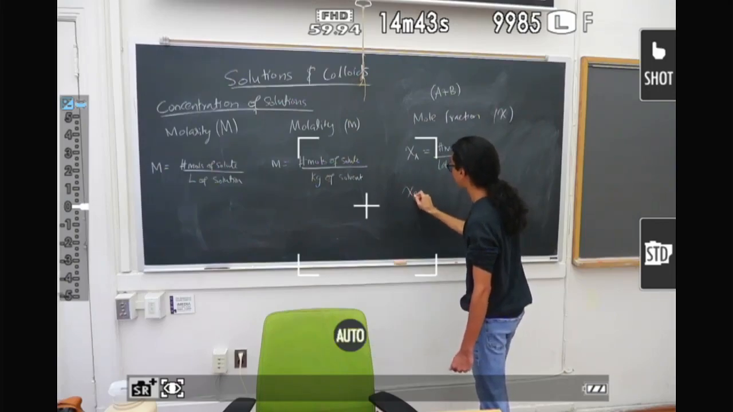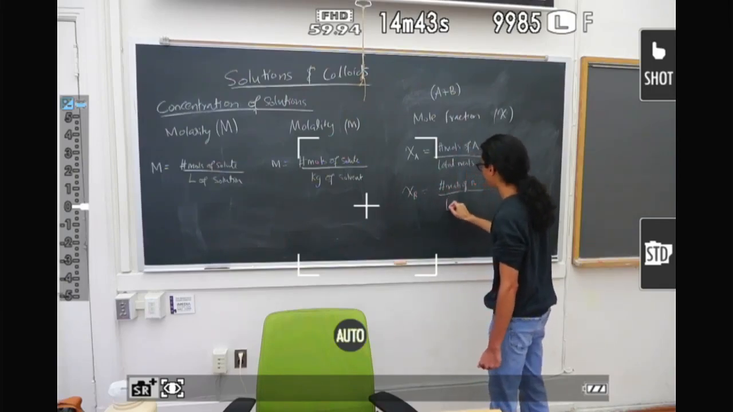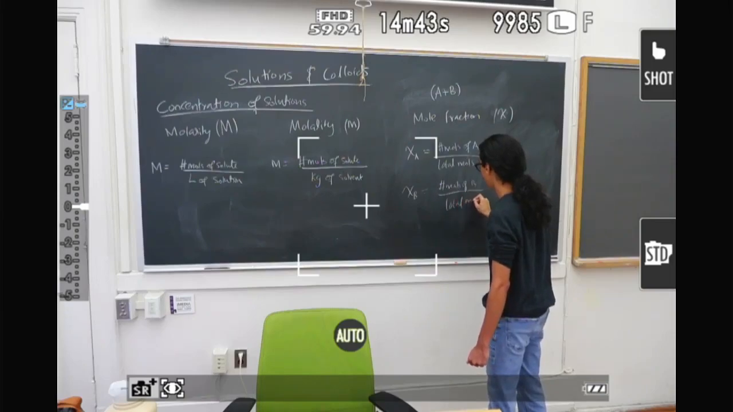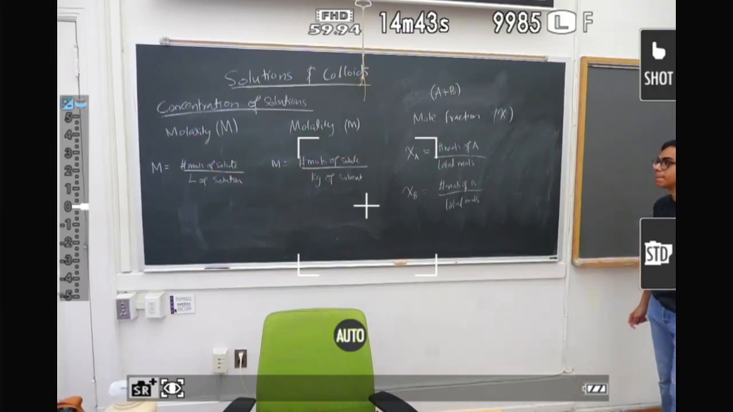Similarly, mole fraction of B is going to be moles of B divided by total moles. Total moles is A plus B, moles of A plus moles of B.